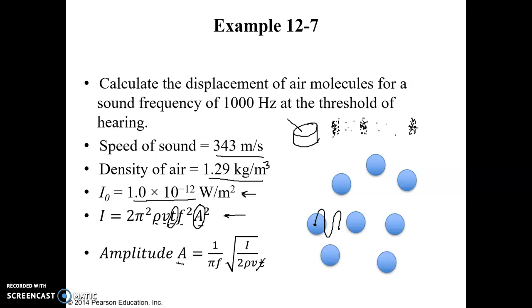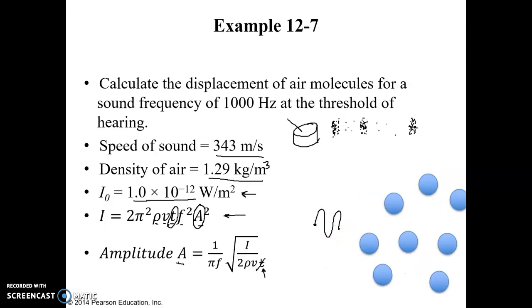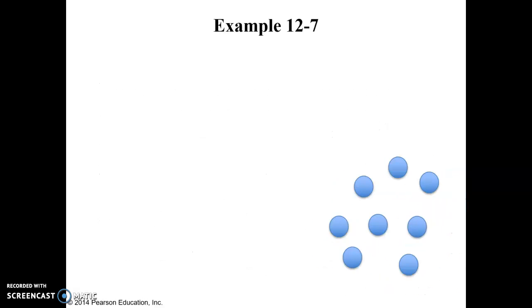I debated whether or not to just completely eliminate this example problem from the presentation, since I can't quite figure out where the T went. But I'll go ahead and leave it in, so we can get to the final answer and see how little air molecules need to move in order for us to hear them. So there's my vibrating air molecules.